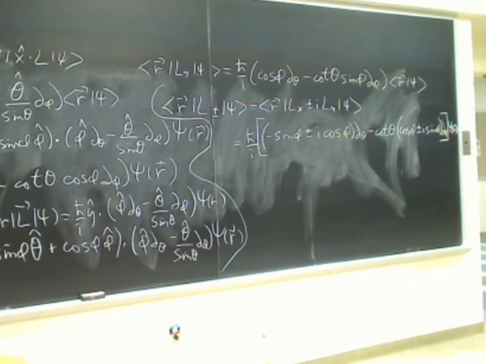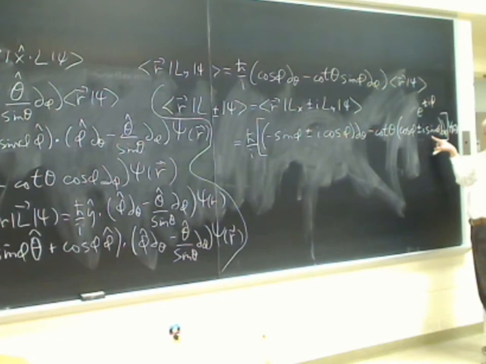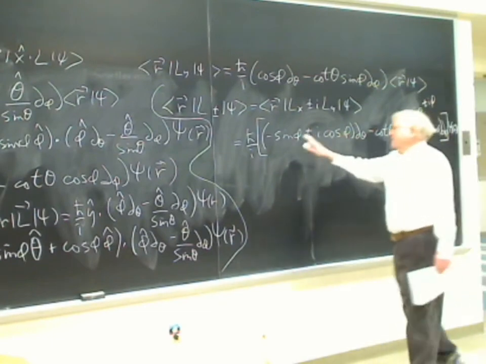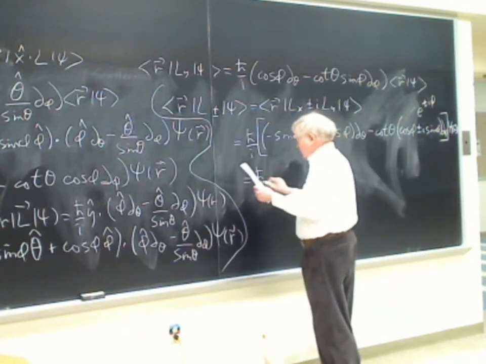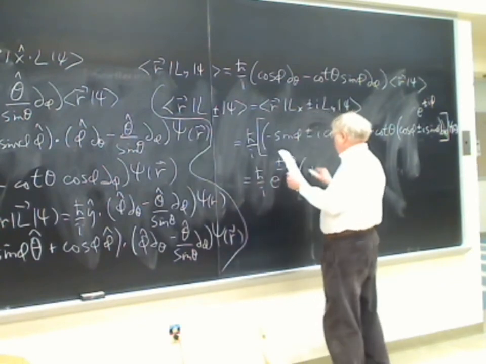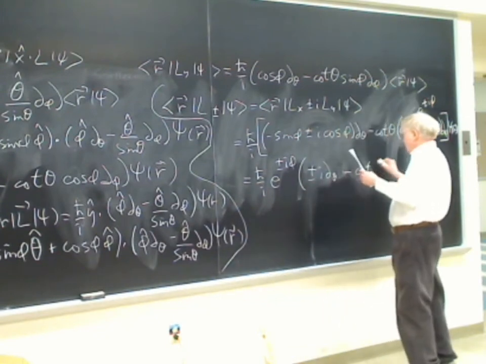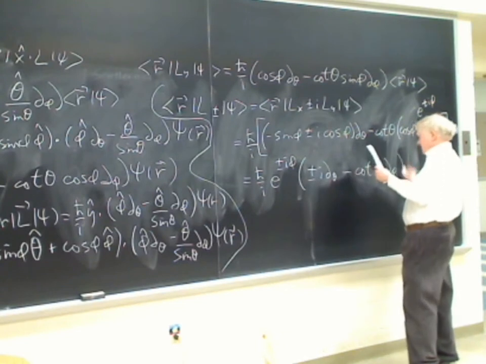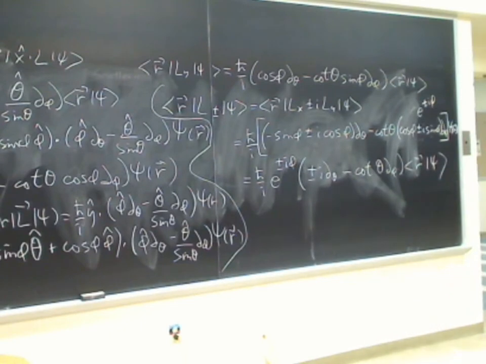Well, you can see that this part here is just e to the plus or minus i phi, which should ring a bell from the elementary quantum course. This one you need to massage a little bit. And when you do, what you get is h bar over i, e to the plus or minus i phi, times plus or minus i d by d theta minus cotangent theta d by d phi, on psi.